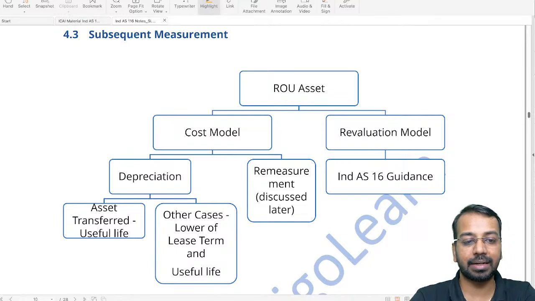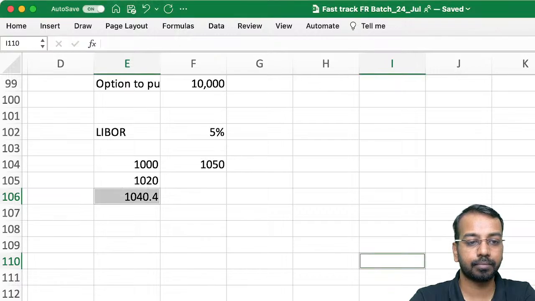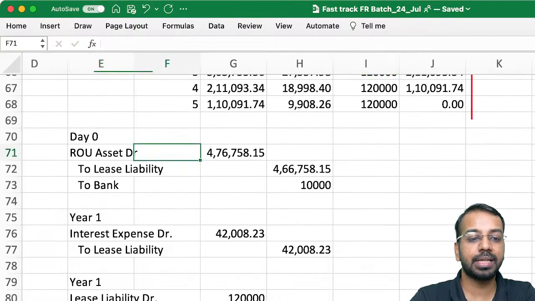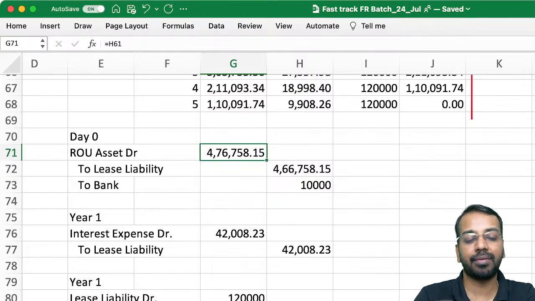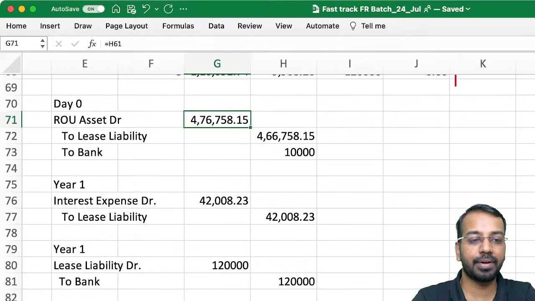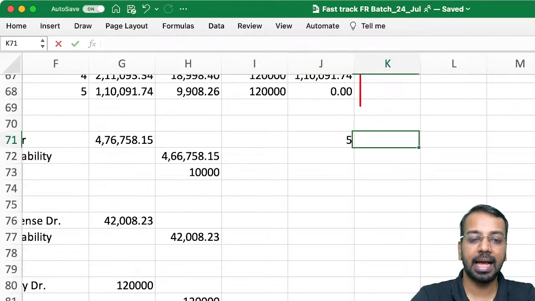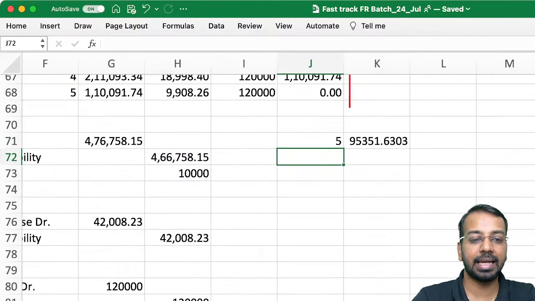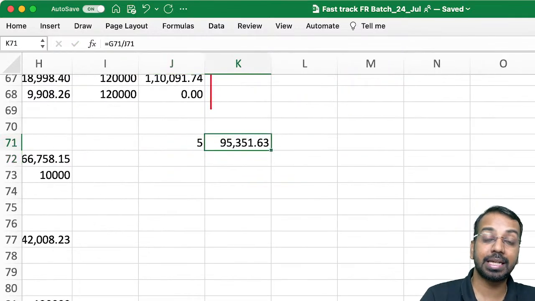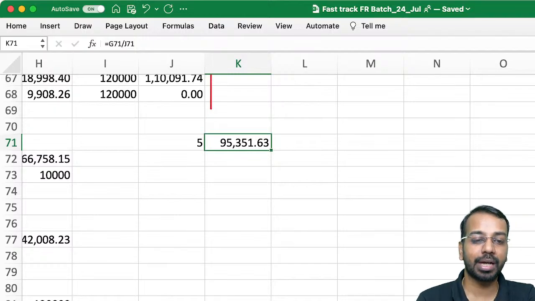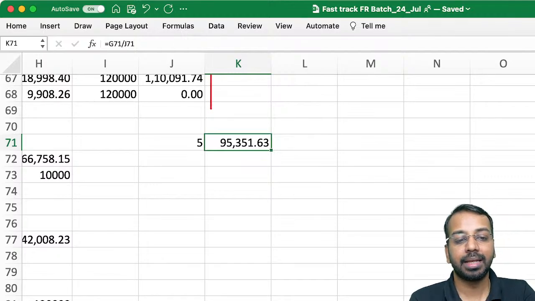Now how do we subsequently measure the ROU asset? If we come back to our example, here we said right of use asset 476,758. This ROU asset of 476,758 we will amortize over what period? In this case my lease term is 5 years. The useful life is also 5 years. So I will take 5 years and 476 divided by 5. Every year the ROU asset will be amortized like depreciation. We don't call it depreciation because it is not a tangible asset that we are recognizing. 95,351 is the amortization that is charged every year.